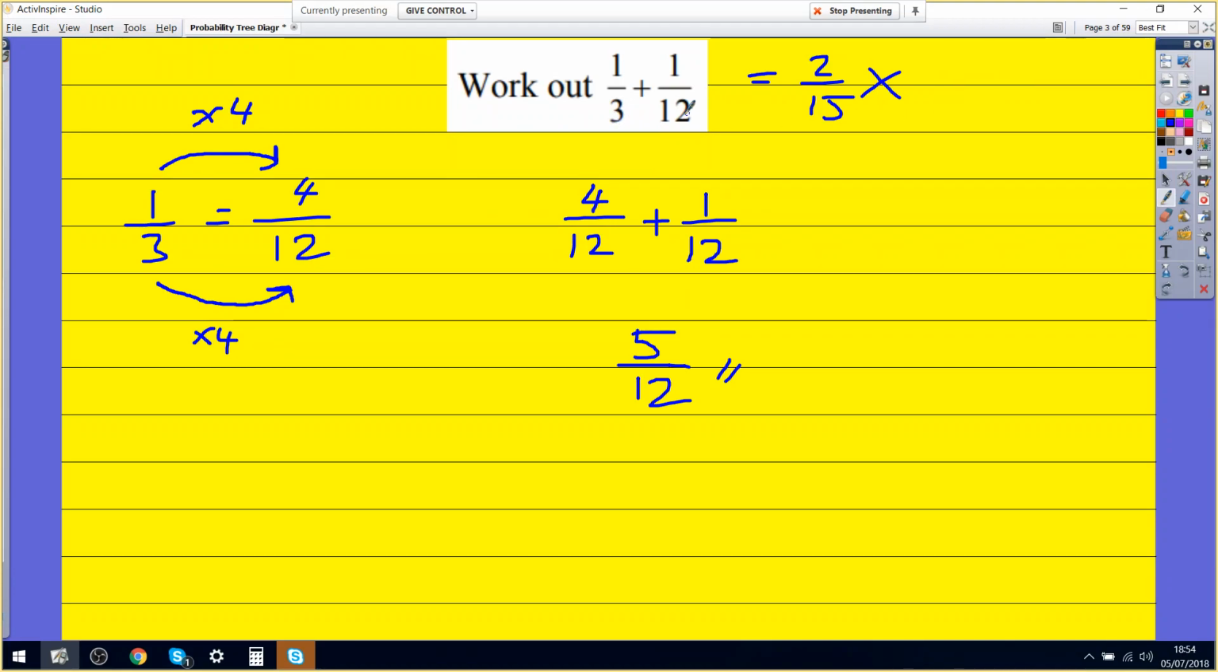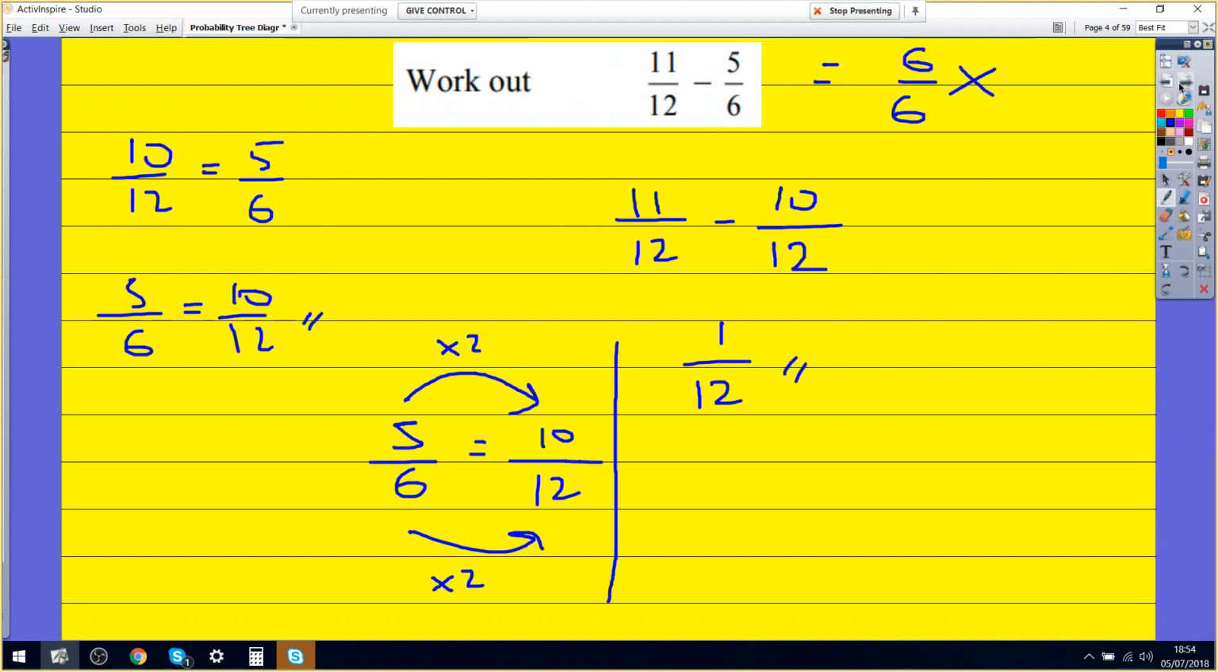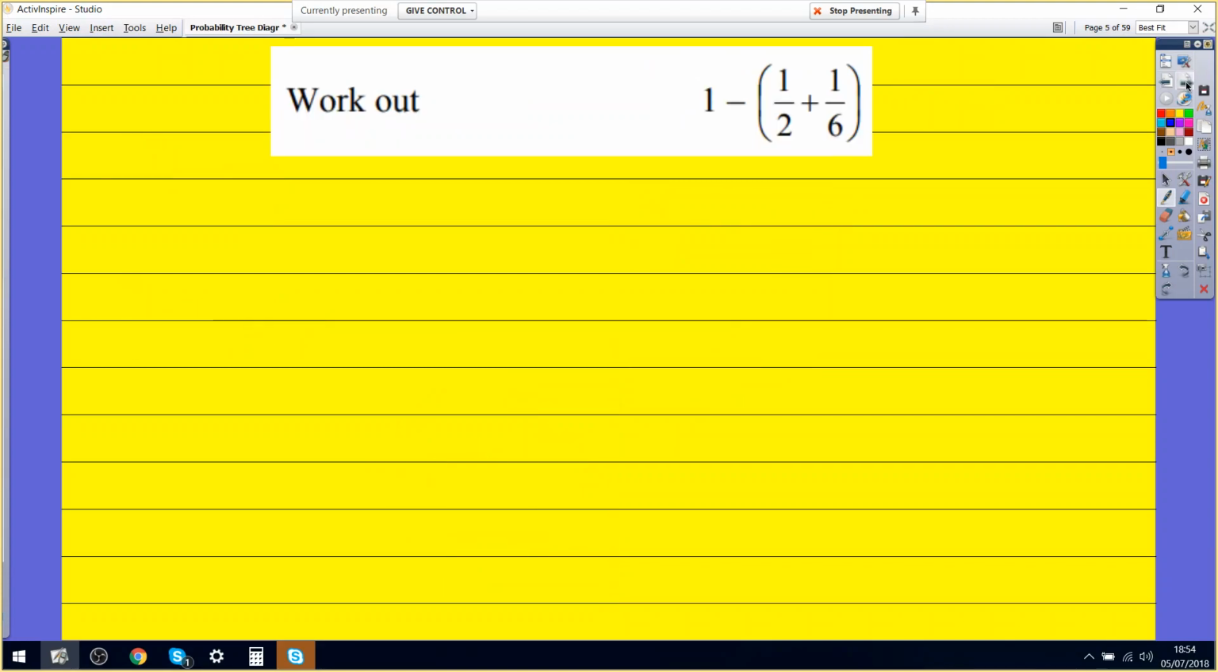Yes, so for fractions, you have to get a common denominator to add them. That's why we said 1 over 3 is the same as 4 over 12, and then you add them. This was similar. 5 over 6, same as 10 over 12, and subtract them.